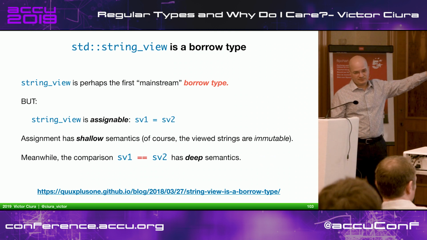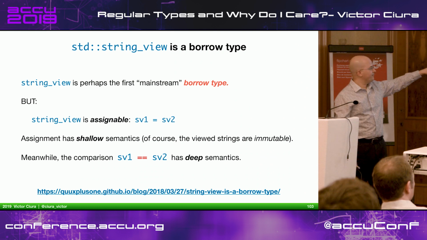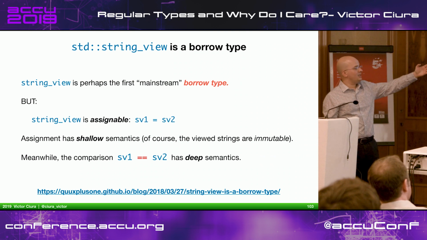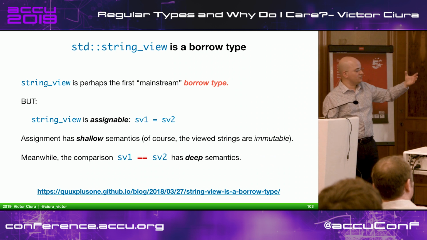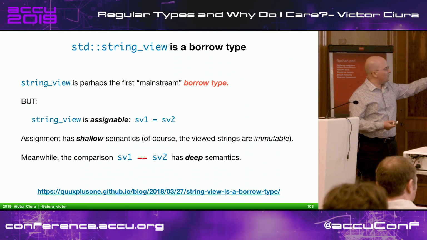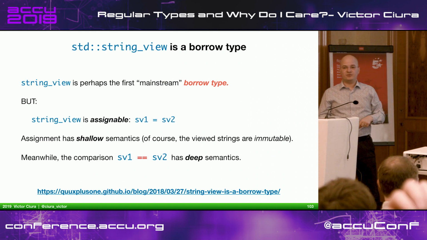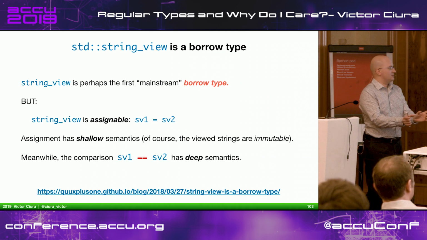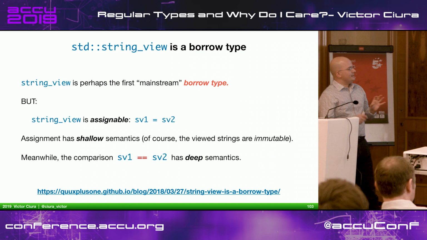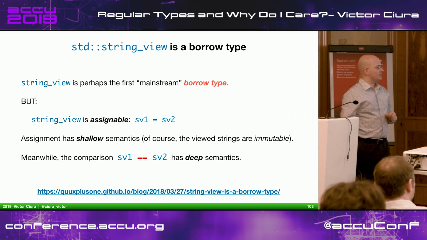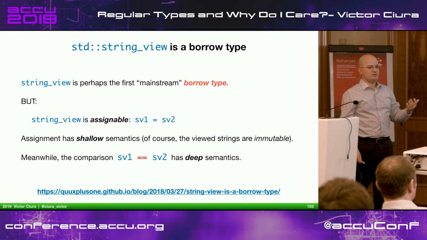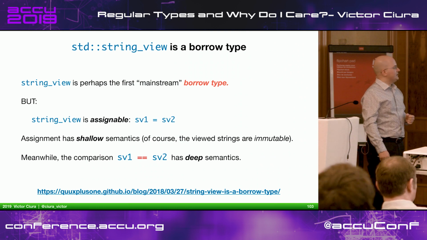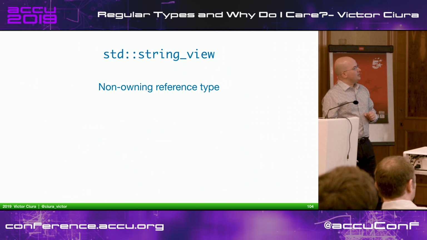It is assignable, so this is where the peril comes from. Assignment has shallow semantics, and viewed strings are immutable, which is an advantage. Meanwhile, the comparison has deep semantics. When we compare string views, it compares the underlying buffer, the underlying character arrays. So it's a little bit weird in terms of formal specification, what it is to be actually regular, as in Stepanov regular. So it's a little wacky.